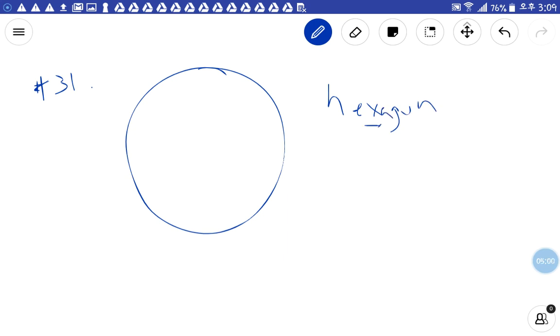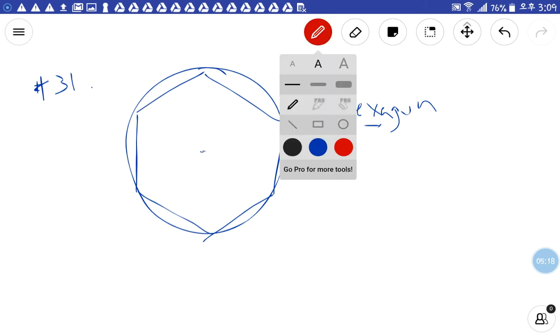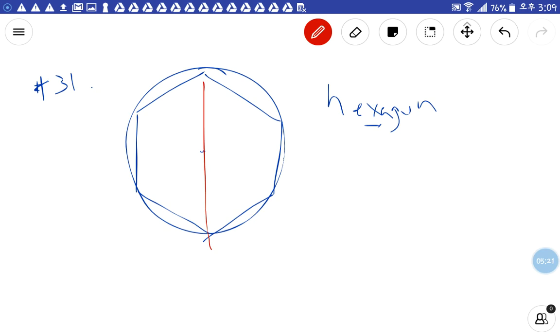Hexagon, how many sided figure is it? Hexagon is 6. So 1, 2, 3, 4, 5, 6. Okay, so if I can make a triangle from here, I can make 6 triangles. It's kind of hard to draw. Okay, there you go. So let's look at the triangle.